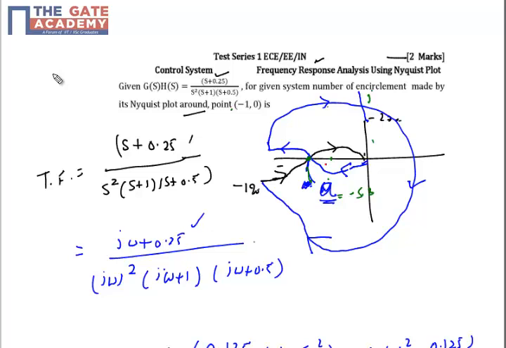It means that -1 is lying inside this circle. It means that the total encirclement of -1 is, you can see, 1 and 2, so 2. Because the encirclement is clockwise, we will say that it will be minus 2. Anti-clockwise encirclements are considered positive, clockwise are negative. So the total encirclement will be minus 2. Thank you.